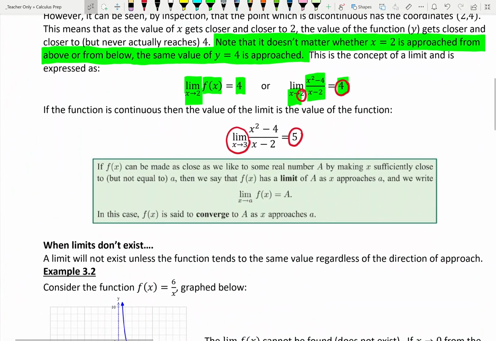There's a more formal definition of limits there. And in the next example, we'll have a look at what happens when limits don't exist.